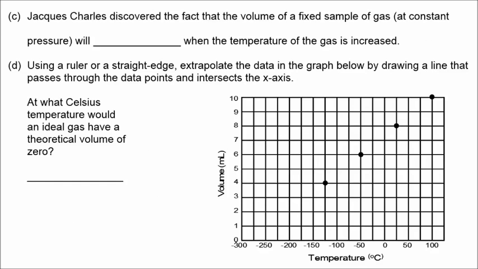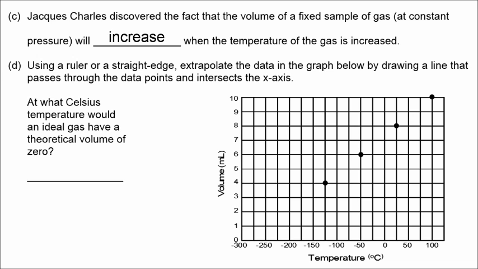Okay, so we've looked at Boyle's law. The next gas law we're going to talk about is Charles' law. Jacques Charles discovered that the volume of a fixed sample of gas at constant pressure is affected by an increase in the temperature. This is not an inverse relationship, this is a direct relationship. So the volume will increase as the temperature is increased.